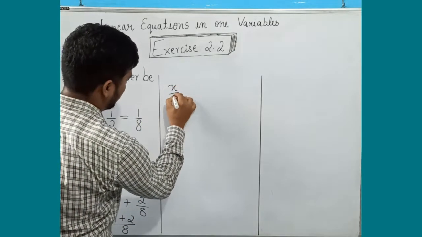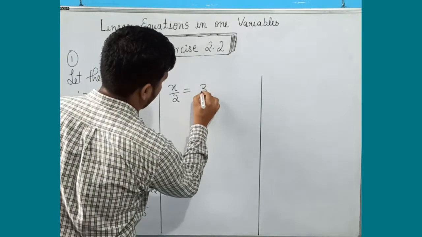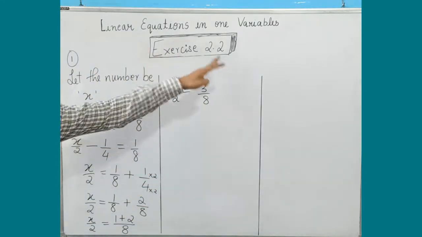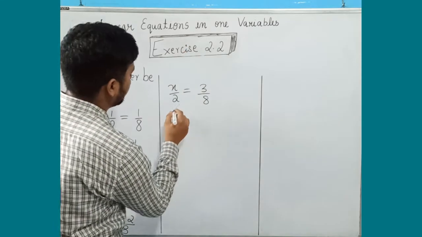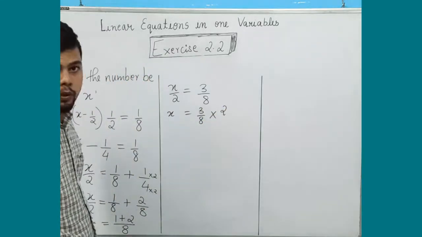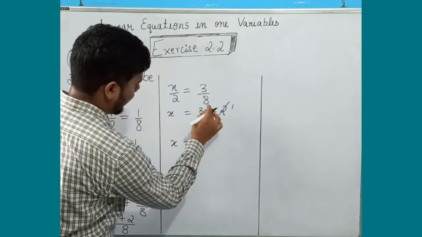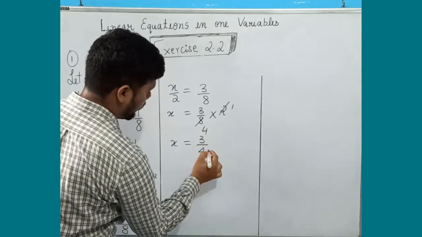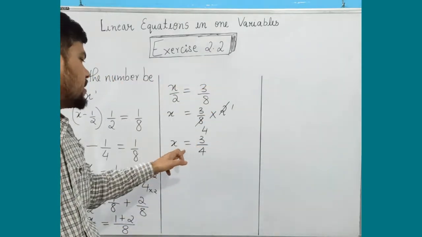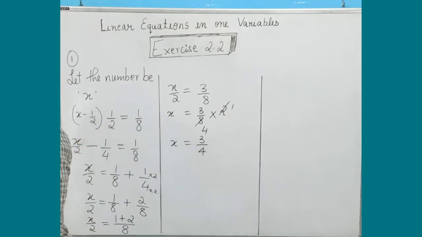So I have x/2 is equal to 1 plus 2, which is 3, upon 8. Now this 2 is dividing x, so when it goes to the other side, the RHS, it becomes multiplied. So x is equal to 3/8 multiplied by 2, and I can cancel this out. 2 ones are 2, 2 fours are 8. So the answer is 3 ones are 3, upon 4. So the answer for the first word problem of exercise 2.2 is x equal to 3/4. This is the value of x, and this is the solution of the given equation.